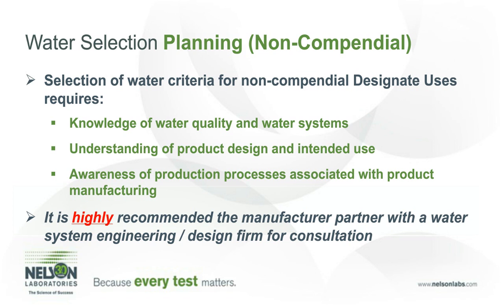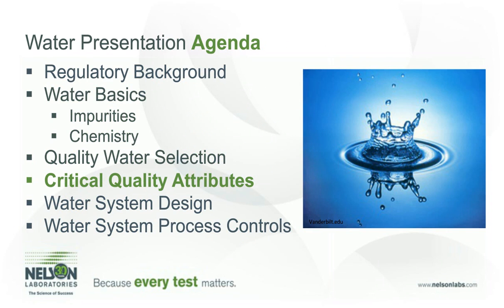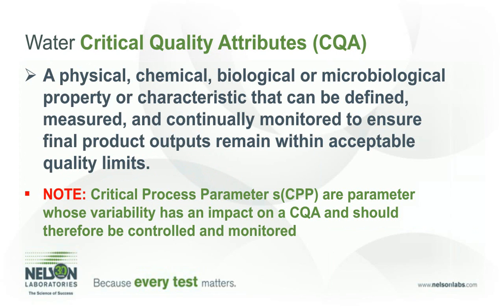Moving into the next section, we'll discuss critical quality attributes commonly monitored to verify system performance. When we speak of critical quality attributes, we're speaking of a physical, chemical, biological, or microbiological property or characteristic that can be defined, measured, and continually monitored to ensure final product outputs remain within acceptable quality limits.